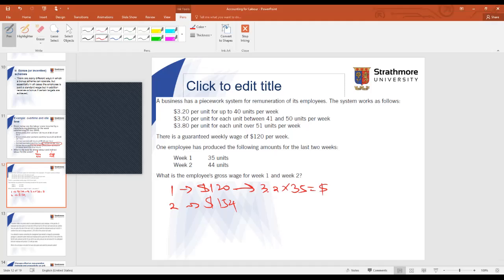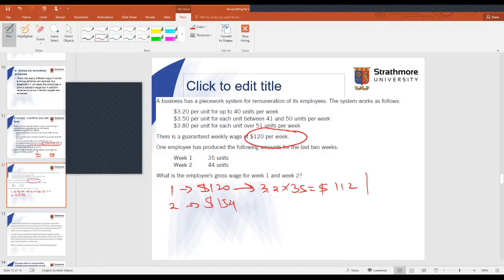Yes, multiply, which I guess you did. 112. 112, okay. However, if you check, there's a guaranteed minimum of 120 per week, which means this employee is getting paid as per the guarantee, which in this case is equal to 120. So the pay to the employee for the first week is going to be equal to $120.